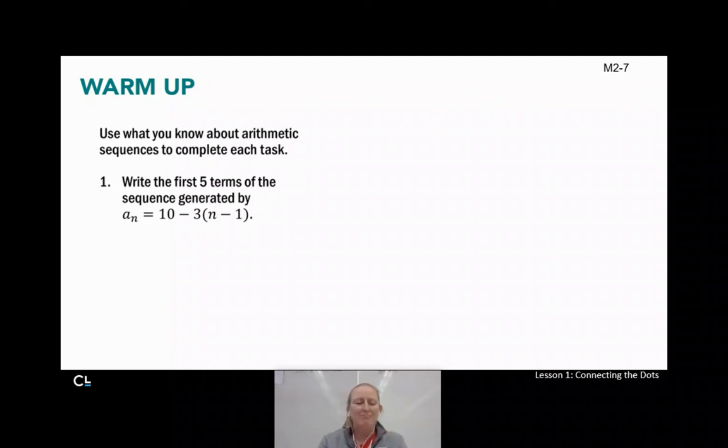Hello, Integrated Math 1. We're in a new module. Welcome to lesson 2.1.1a. Yeah, that's right. We're going to be connecting arithmetic sequences with linear functions.